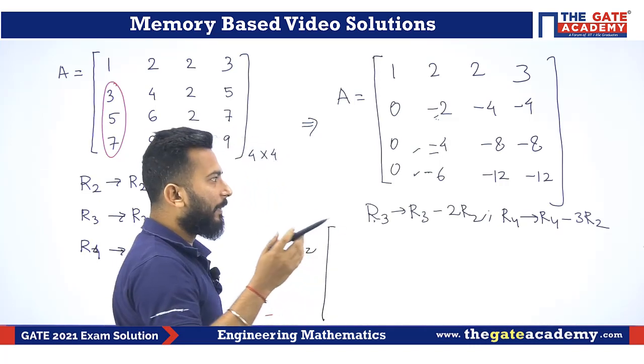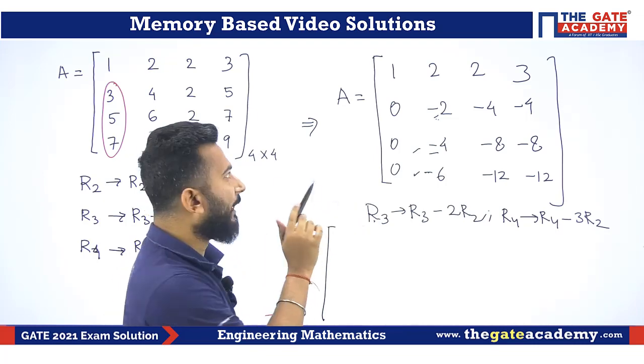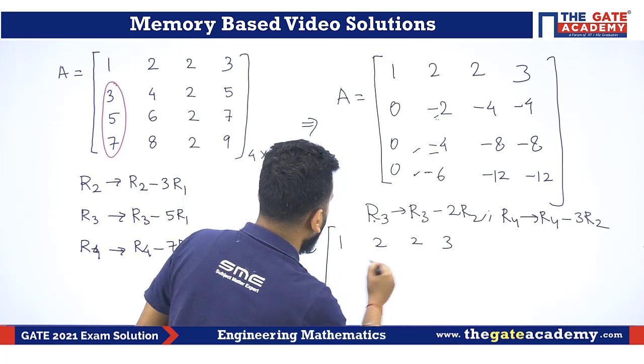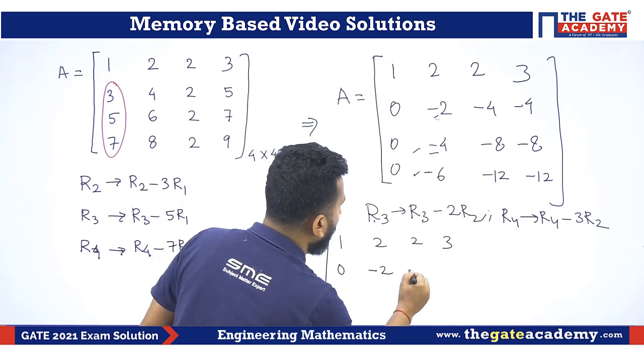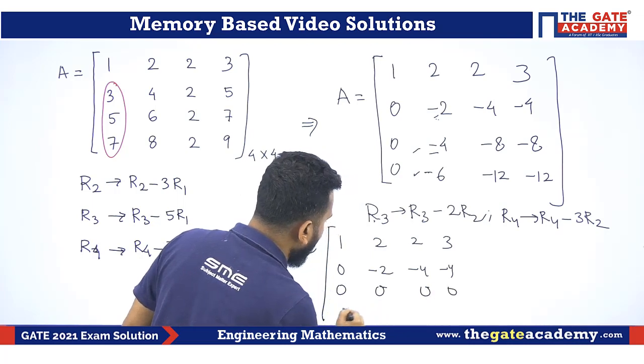It's not even needed to check individual elements. You can clearly find out, right? So clearly this is 1, 2, 2, 3, 0, minus 2, minus 4, minus 4, and you can make all these elements 0.